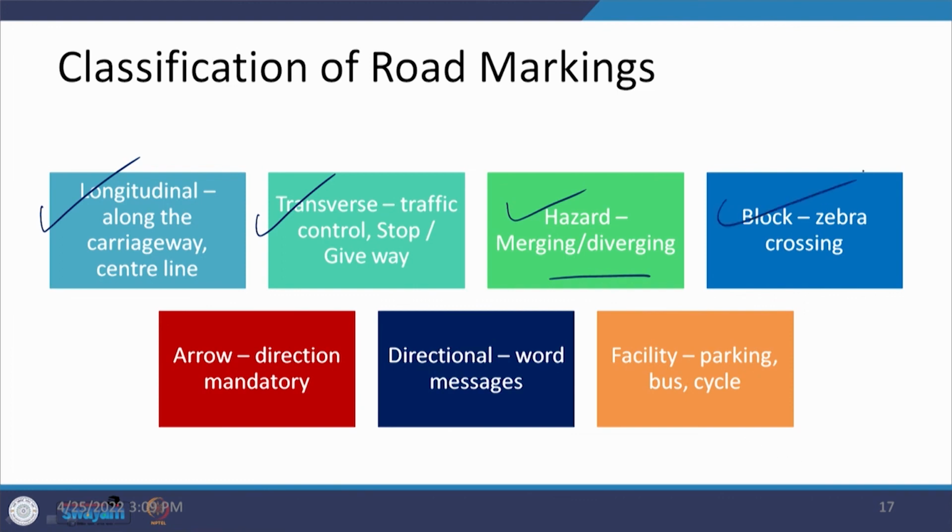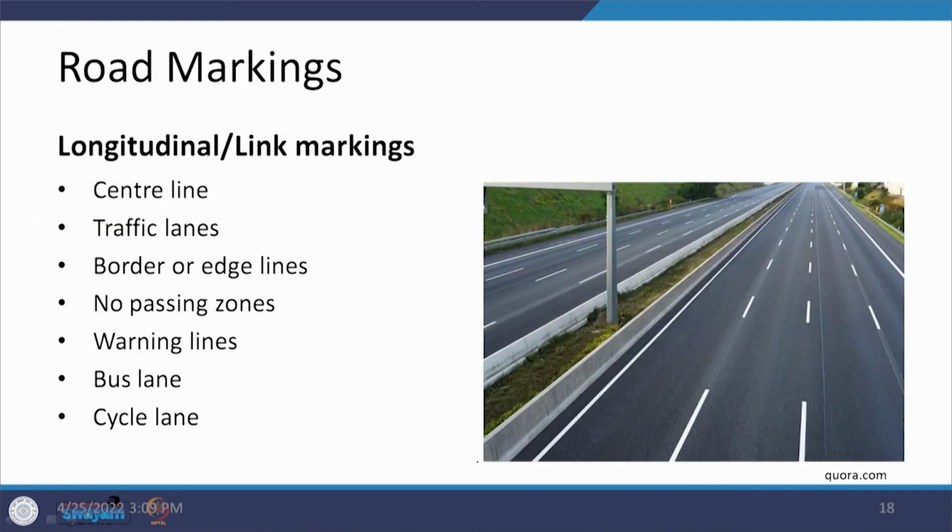The block markings are there, different types of blocks which can be used. One example is a zebra, which is an alternate black and white strip. Arrows are defined on the road, which define in which particular direction you can go and which particular lane you can use for that. Word messages also give an input to the driver, and there are markings for different types of facilities. So, we are going to look at all of these things one by one.